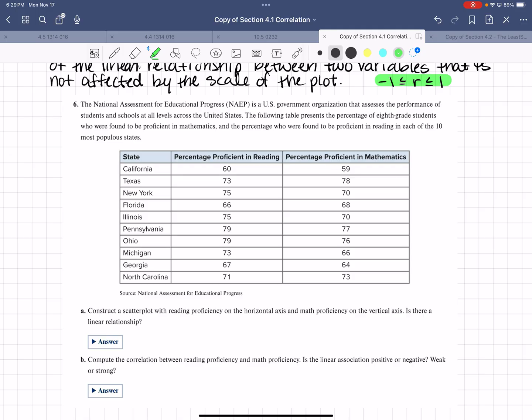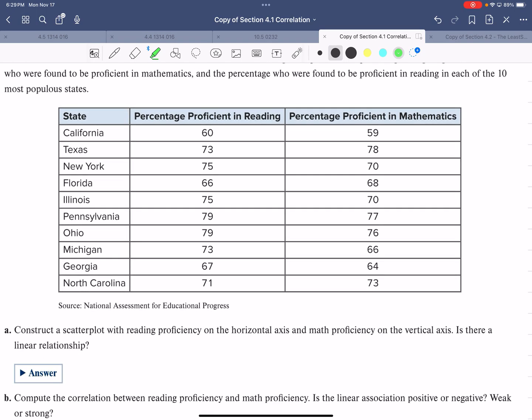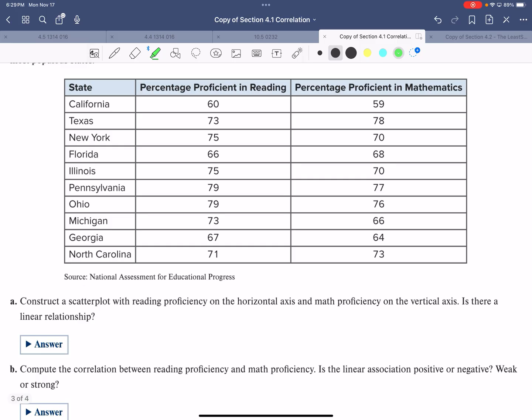Okay, so we've got a table. It says percentage proficient in reading in that middle column, my second column. And then my third column, I have percentage proficient in mathematics. It says construct a scatter plot with reading proficiency on the horizontal axis, okay, and math proficiency on the vertical axis, or the y-axis. So we want this on the x-axis, and we want this on the y-axis. All right, is there a linear relationship?